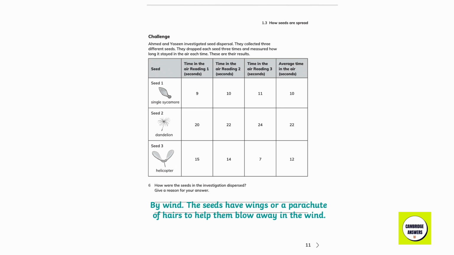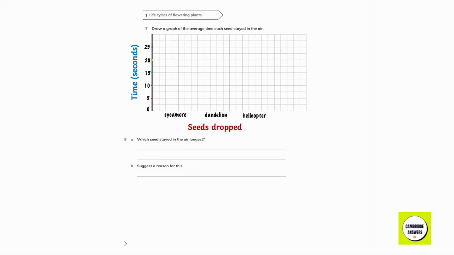How were the seeds in the investigation dispersed? Give a reason for your answer. By wind. The seeds have wings or a parachute of hairs to help them blow away in the wind. Question number 7. Draw a graph of the average time each seed stayed in the air. Sycamore 10 seconds, dandelion 22 seconds, helicopter 12 seconds.